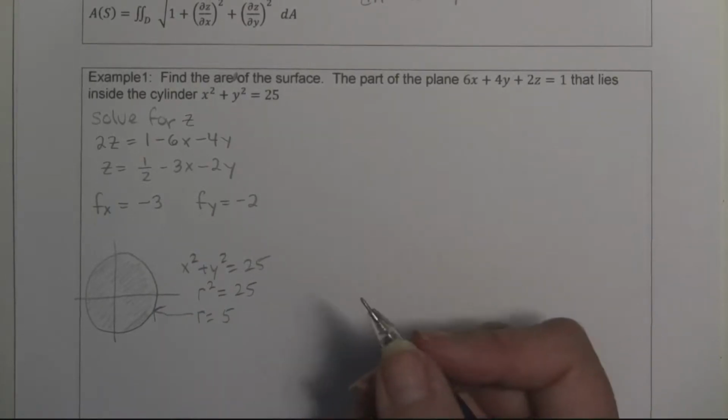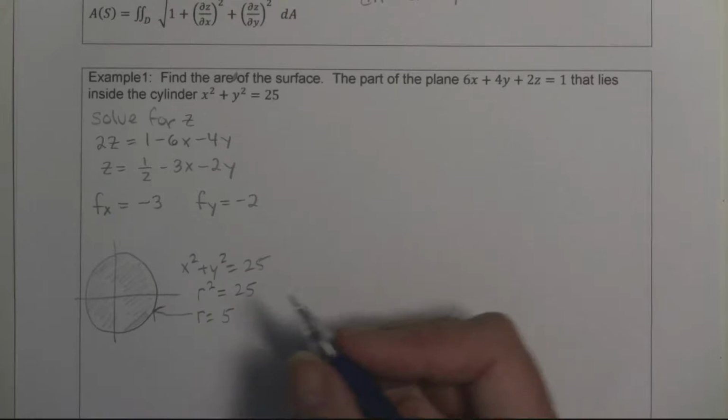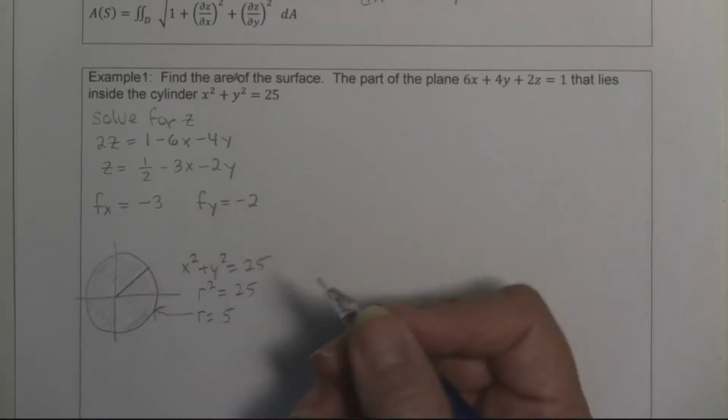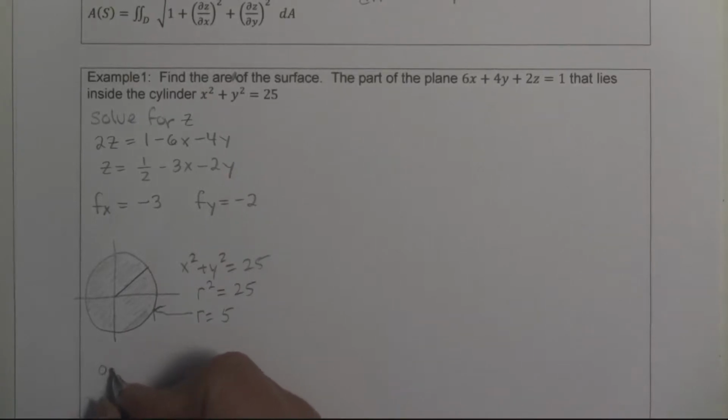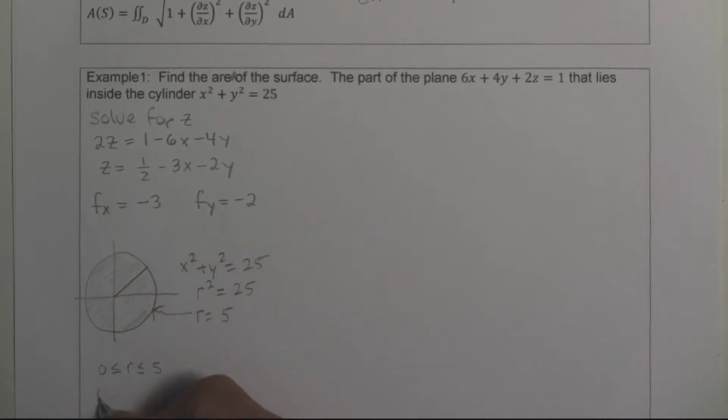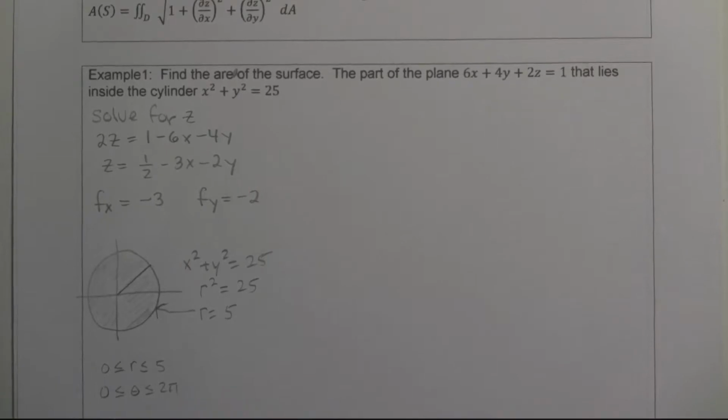And our bounds that we're going to run for r are going to go from 0 out to 5. And so for r, we're going to have the bounds 0 to 5. And I'm going all the way around the circle. For theta, I'm going to have 0 to 2 pi. And so now I think I'm ready to put this together.